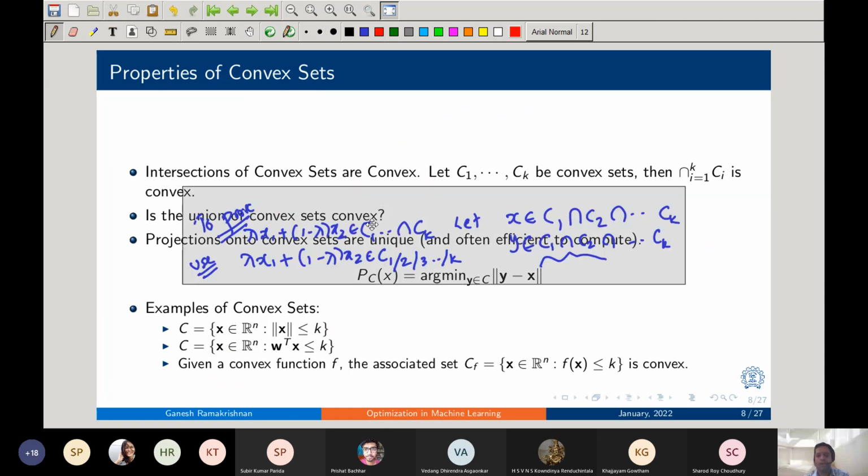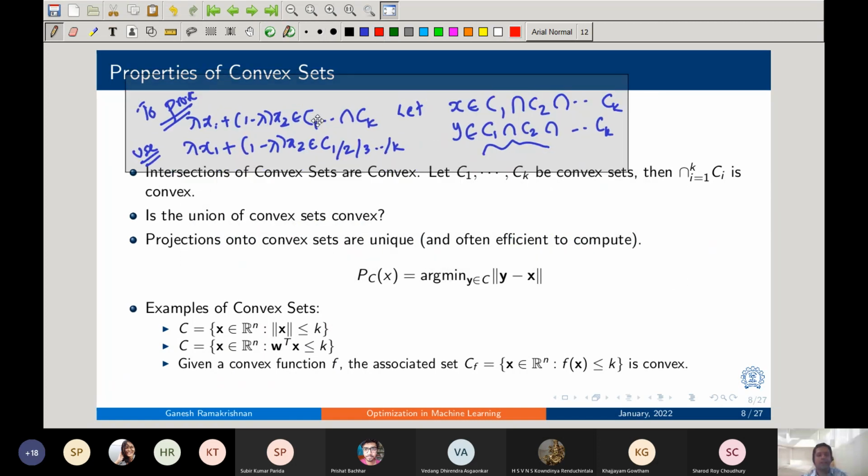This is what you'll do to prove that lambda x1 plus (1 minus lambda) x2 is in the intersection. Use that lambda x1 plus (1 minus lambda) x2 is in C1 and C2 and C3 and CK. Okay, simple idea. Now, is the union of convex sets convex?